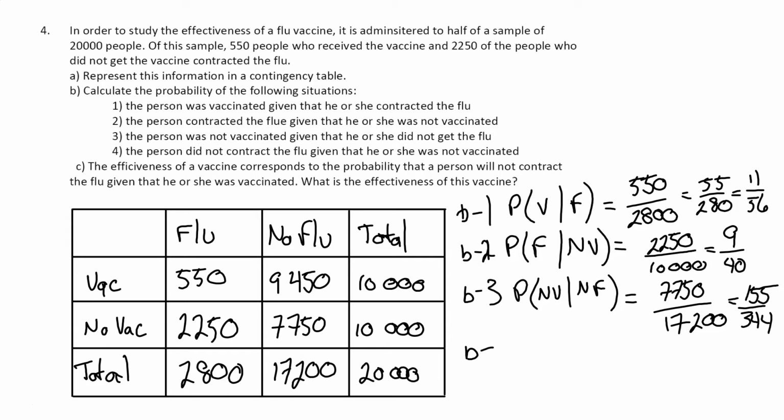Last part of B, B4, says the probability the person did not contract the flu, so probability of no flu, given that he or she was not vaccinated. So we're given that they were not vaccinated, so we're looking at just that row. So we know our denominator is going to be 10,000, and the no flu is 7,750, which can be reduced down to 31 out of 40.